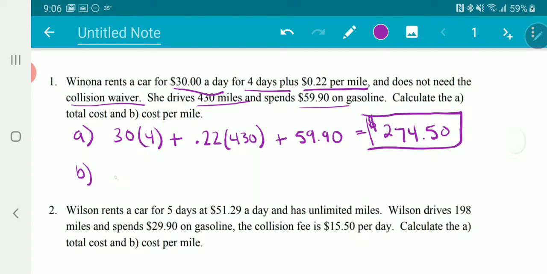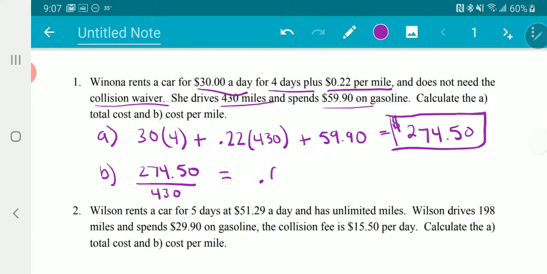That's Part A. To find Part B, if I want to know the cost per mile, all I would have to do is take that total cost of $274.50 and divide it by the number of miles driven. In this case, that's 430. So when I calculate that out, my final answer comes to 63.8 cents, so 0.638. And then we're going to round that to the nearest cent, which is going to make this approximately 64 cents per mile.